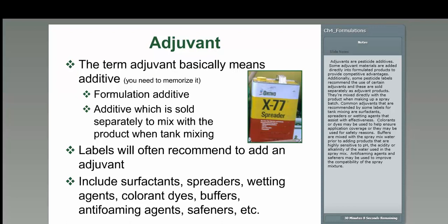Buffers are mixed with the spray mix water prior to adding products that are highly sensitive to pH, the acidity or alkalinity of the water used in the spray mix. Anti-foaming agents and safeners may be used to improve the compatibility of the spray mixture.